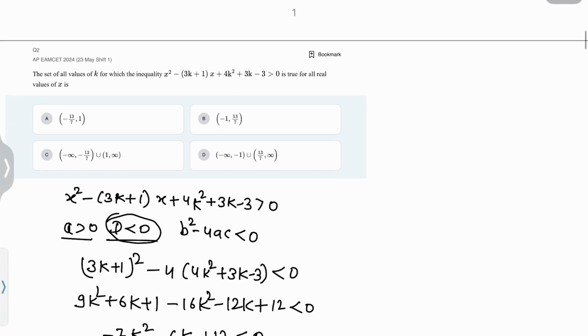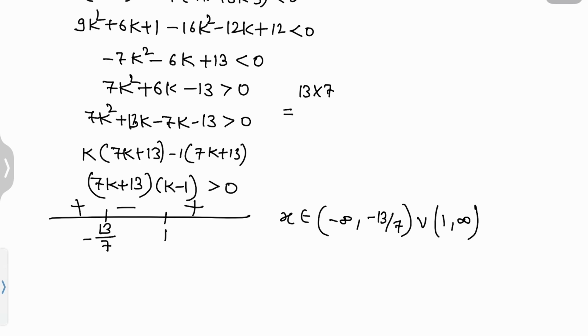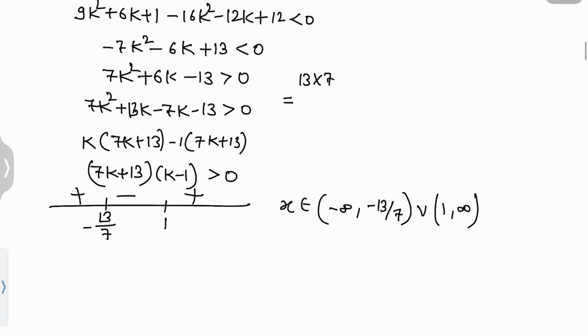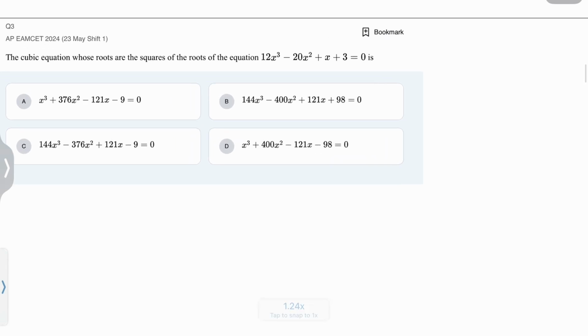So that's why your correct option is C, right? This one is also a very easy question. Next question: a cubic equation whose roots are the squares of the roots of the given equation. It's a good question. For this type of question, understand it, read it again, and then see the options.